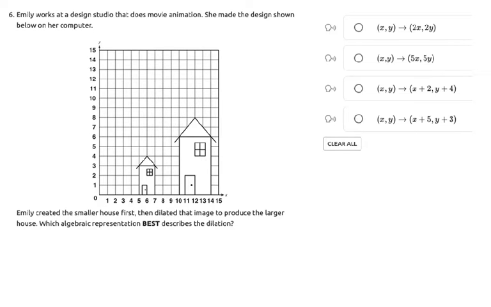All right, question 6. Emily works at a design studio that does movie animation. She made the design shown below on her computer. Emily created the smaller house first, then dilated, there's that word, that image to produce the larger house. Okay. Which algebraic representation best describes the dilation?